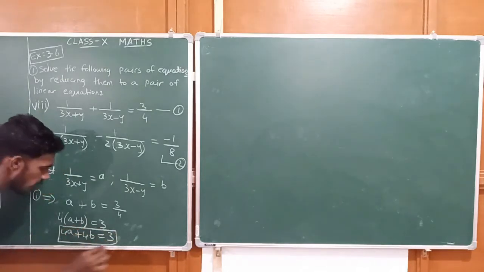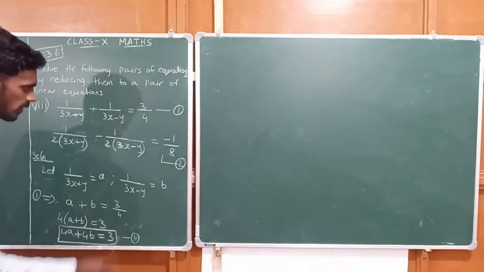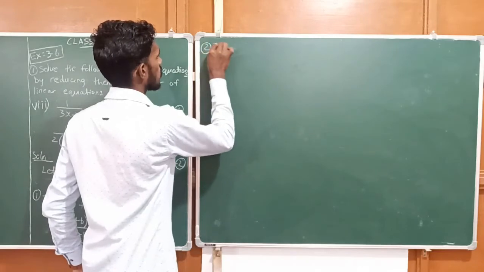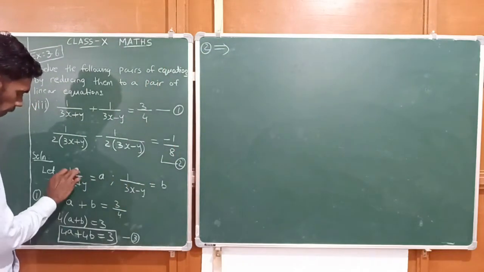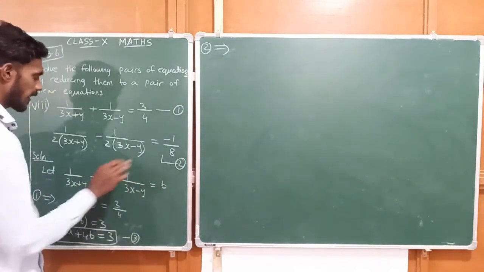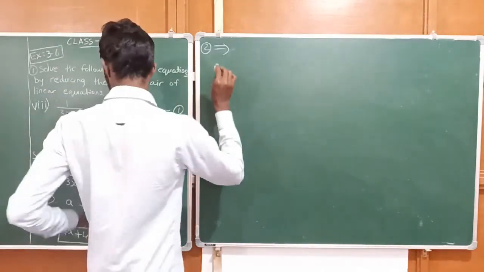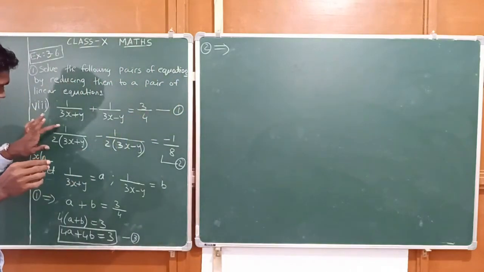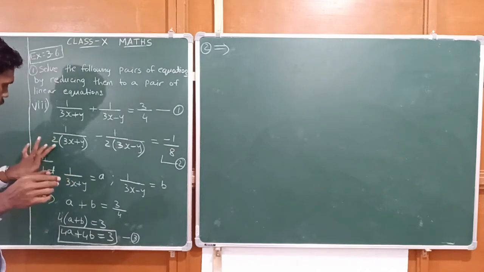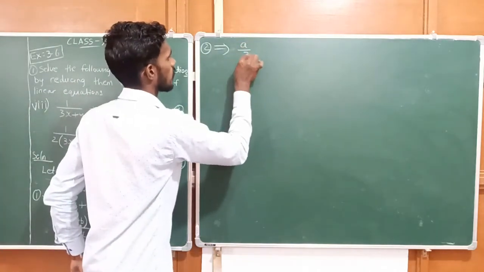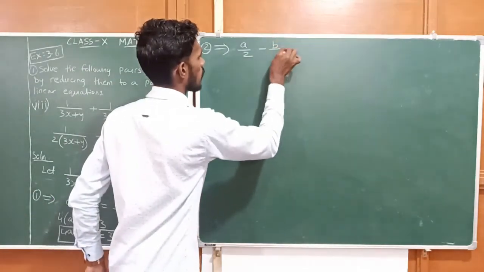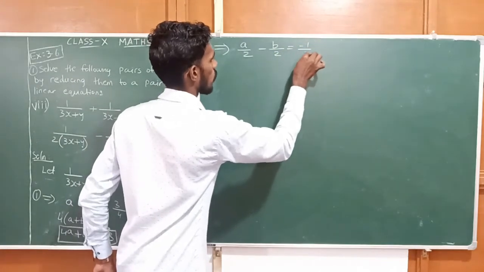Thus we have reduced the first equation. Mark it as number 3. Next we are going to substitute these assumptions, that is 1 by 3x plus y is equal to a and 1 by 3x minus y is equal to b in the second condition. Then equation 2 becomes, see here it is 1 by 3x plus y, we can substitute it to be a. So it is a by 2. Likewise it can be represented as b by 2, is equal to minus 1 by 8.